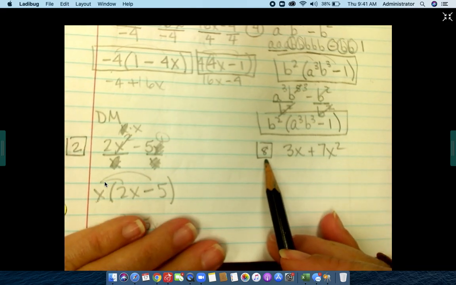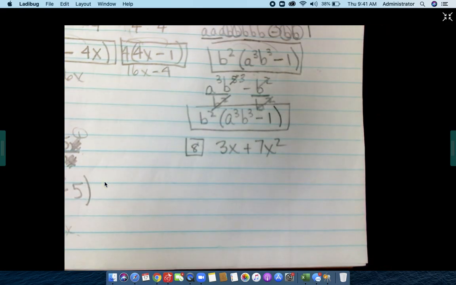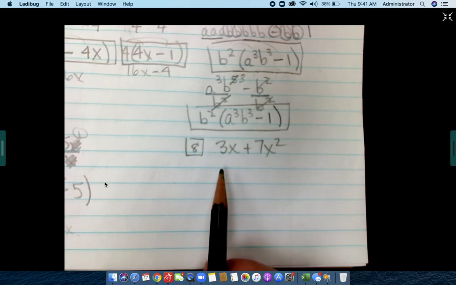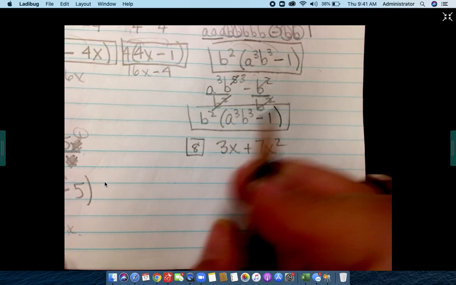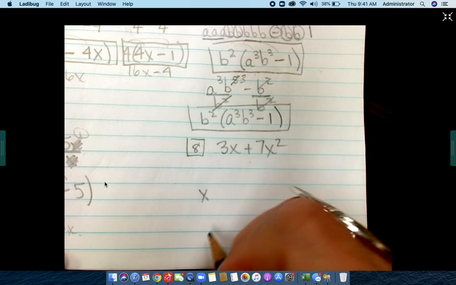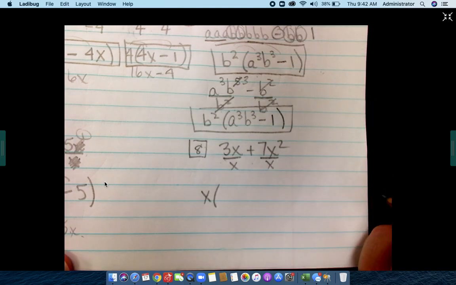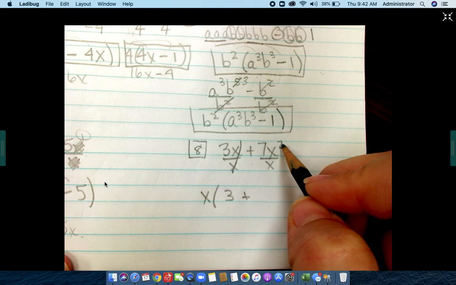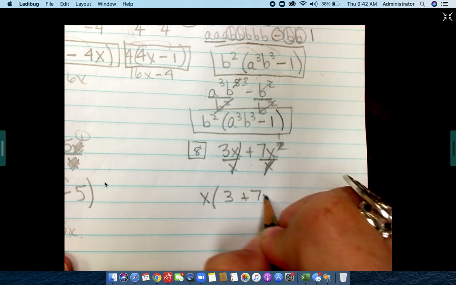So for problem 8 on Delta Math, we have 3x plus 7x squared. Let me refocus that. I apologize. 3 and 7 are prime, so they have no common factor, but they do have an x in common. So I'm going to put, again, x out here. Divide both of these terms by x. My x's cancel. Here, one of them cancels. So I'm going to just make that to the first, and I'm left with 7x.